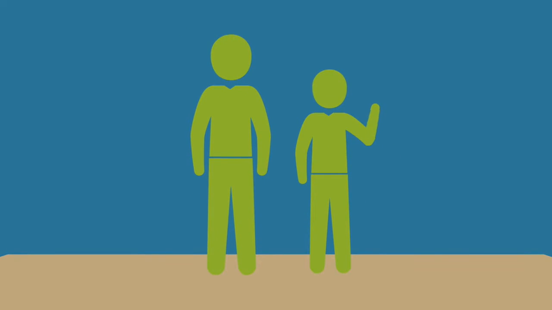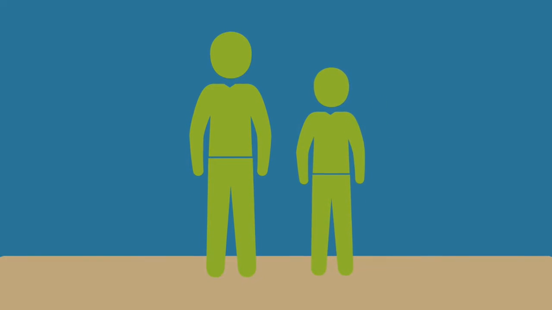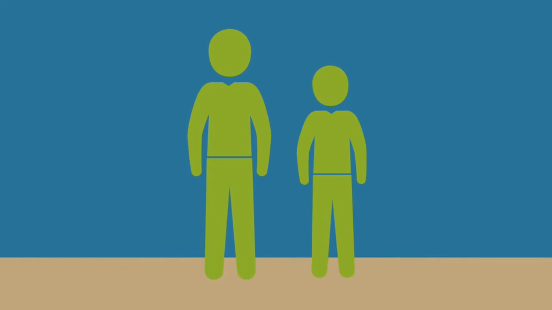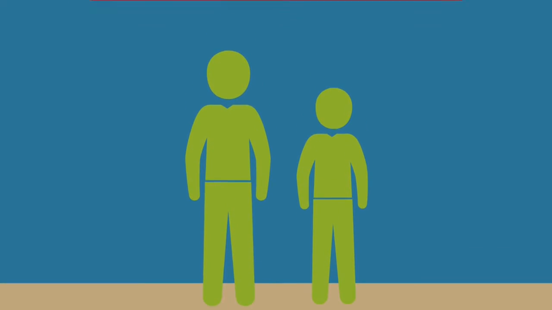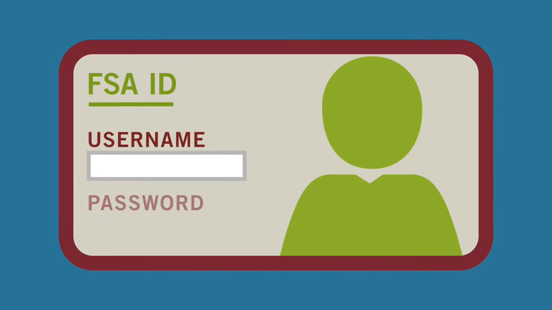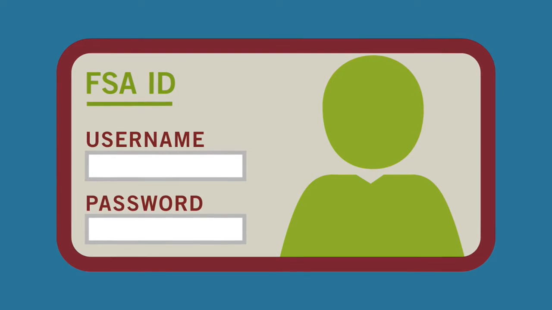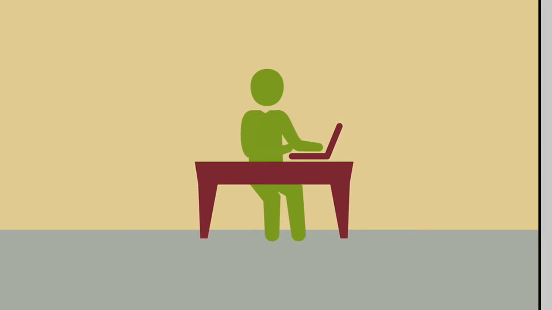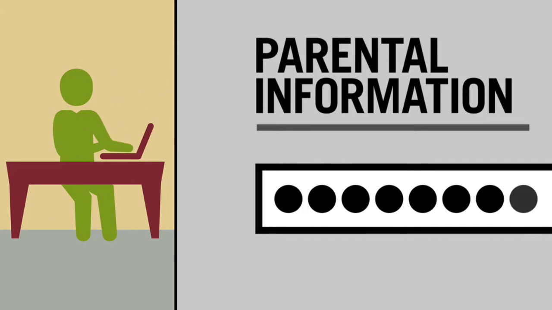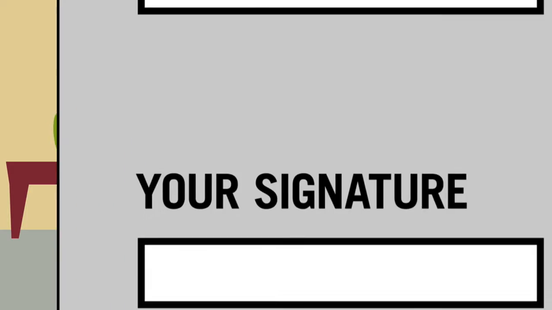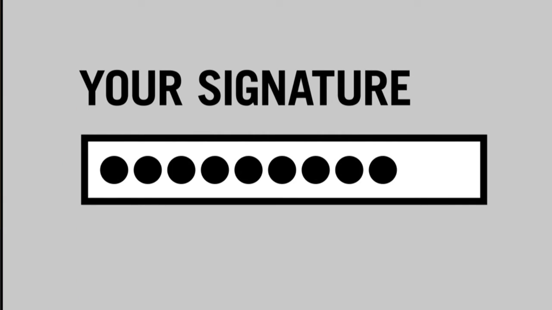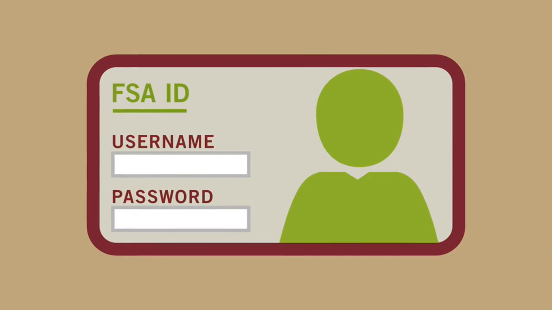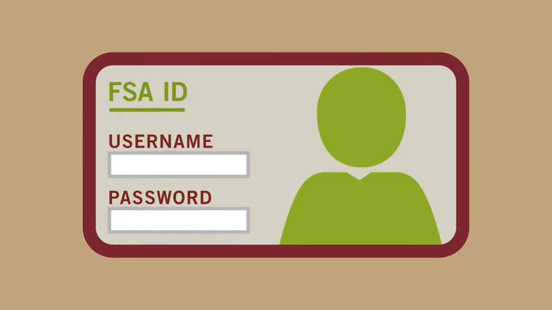Before starting the FAFSA, get an FSA ID. Your child will need an FSA ID to sign the FAFSA electronically and to make any corrections later. An FSA ID is a username and password that is used to log on to certain U.S. Department of Education websites. If your child is providing parental information on the FAFSA, you will need to sign the FAFSA too. If you have a Social Security number, you can get your own FSA ID to sign the FAFSA online.